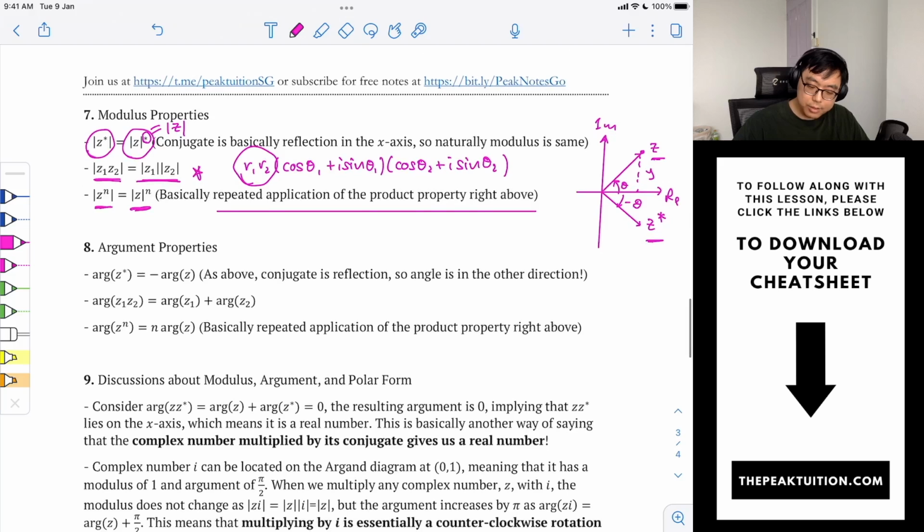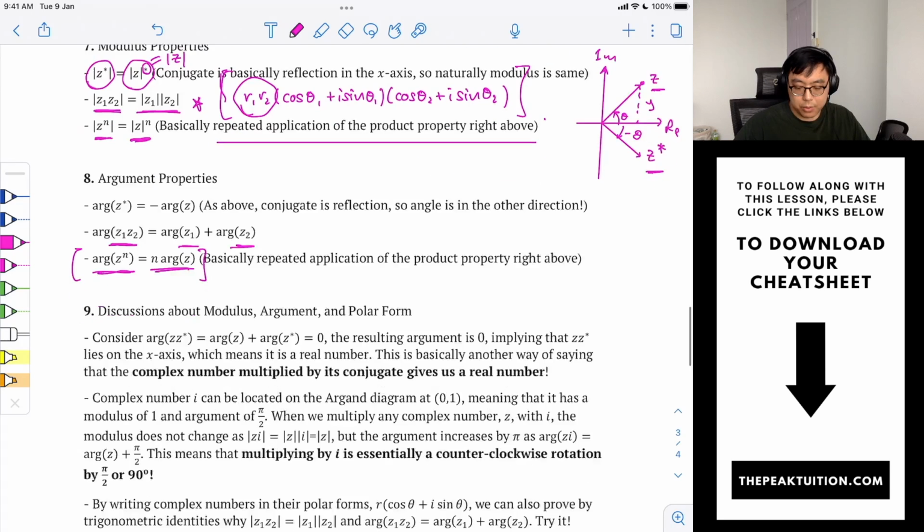One more thing is, this may not be super obvious, but when you have two complex numbers multiply with each other, the arguments add up. You can probably show it through trigonometric identities from above here, but just remember that the angles add up. And again, we can use a repeated application of this addition of angles and get the third property here.